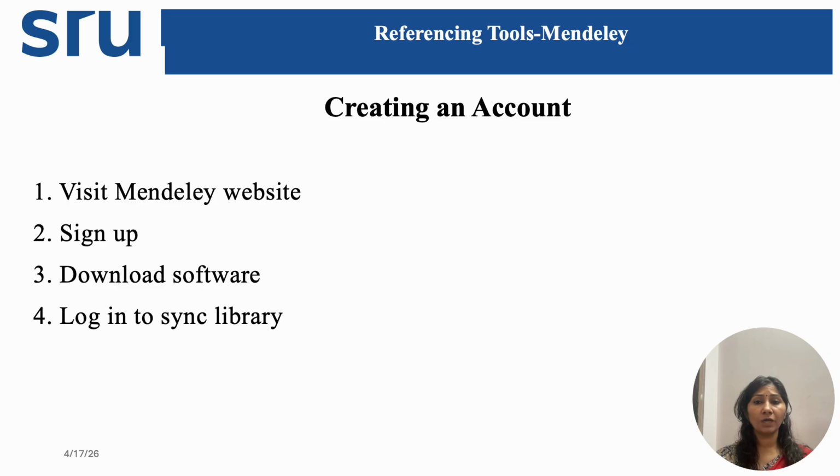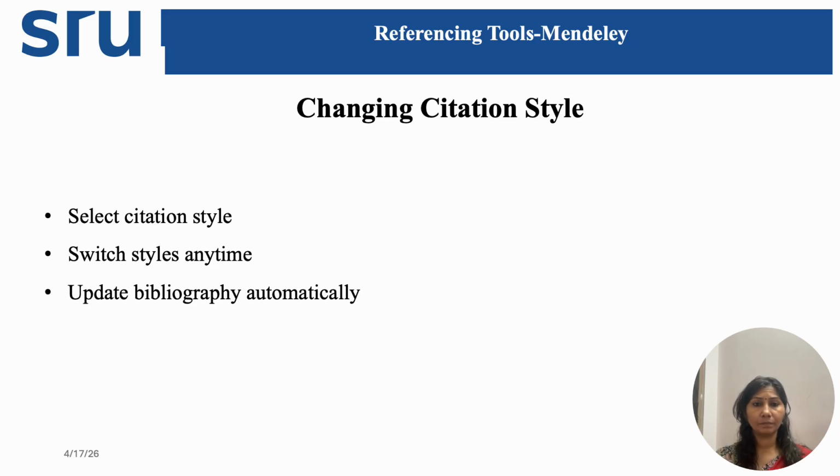So you are signing in by using a mail ID, any of the mail IDs which you prefer. And suppose if you want the desktop version, you can download it and use it. So log in to synchronize the library. After opening Mendeley, you have to select the citation style. You can switch the citation style anywhere, and you have to go for the plugin in the Word document.